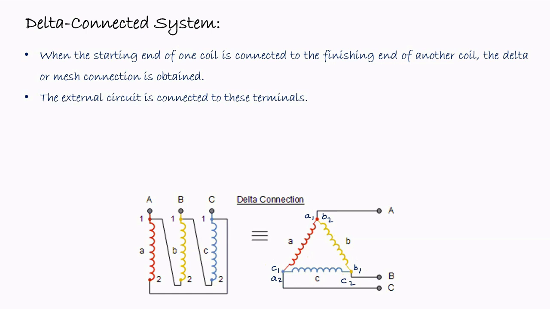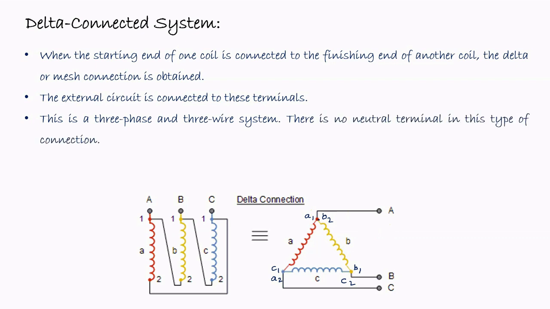Here the external circuit is connected to these terminals. When we join the starting end of one coil to the end point of another coil, we get three different terminals, and the external circuit is connected with these terminals. Here we can see that it is a three-phase, three-wire system. So remember one thing, in case of a delta connected system, there is no neutral terminal obtained. That means in this figure we can see that there is no neutral terminal. So the delta connected system is always considered as a three-phase, three-wire system.